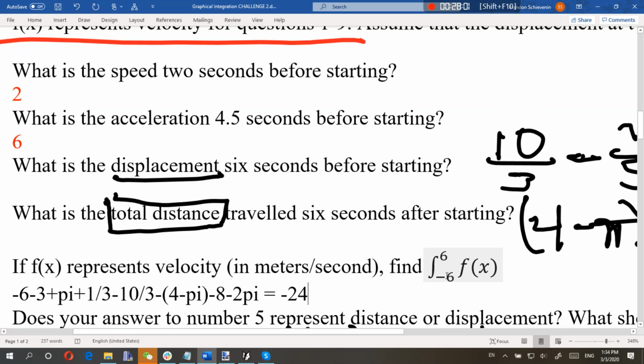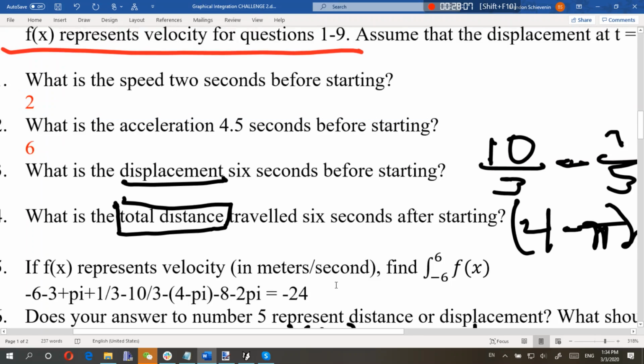From where we were at time negative 6 to where we were at time positive 6, we moved backwards by 24 units.